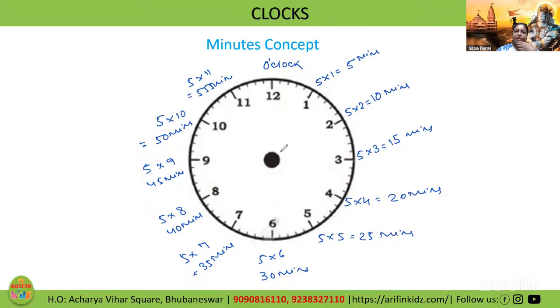Then see, it is the time. Suppose now I tell you the hour hand is in between 2 and 3 and the minute hand is at 6. What time is it now? All of you tell me. What time is it now? See, when it is in between 2 and 3, always remember it is 2. Then as the minute hand is at 6, 5 sixes are 30. So it is beta 2:30. All of you see, this is called beta 2:30. Is that clear? It is called 2:30.